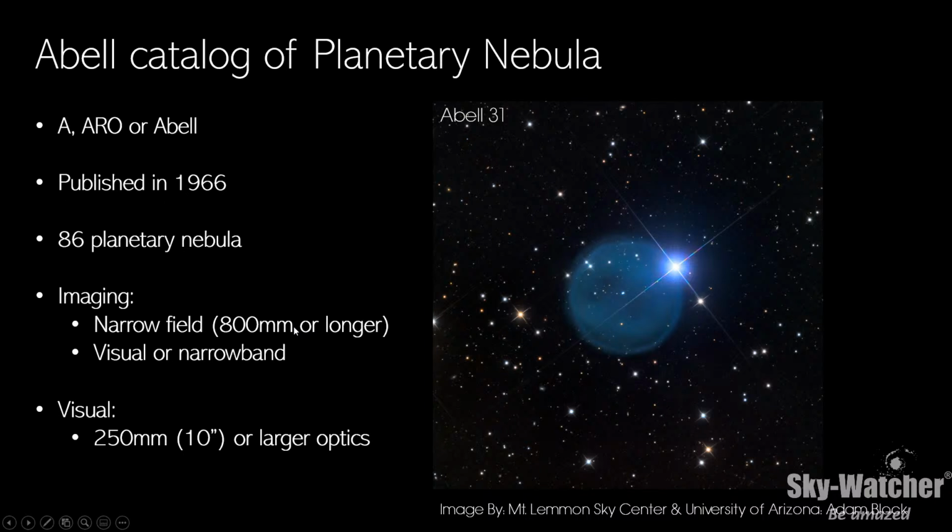Visually, again, dark skies. Some of them are easier than others. There's only 86 of them, so it's kind of fun to go through. You can do some of them in a 10-inch telescope. Some of the more difficult ones require a 20-inch or larger from a good location. So that's a really fun one if you like planetary nebulas and you're really after the hunt. The Abell planetaries can be really, really interesting.